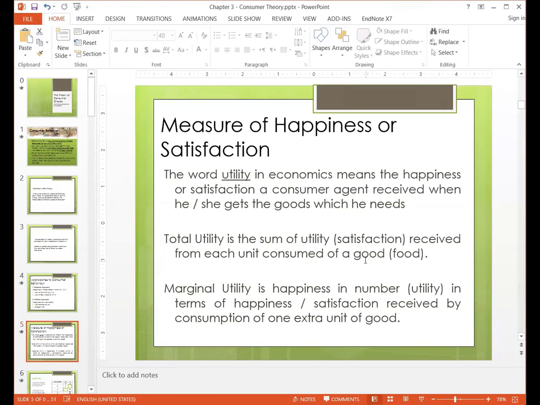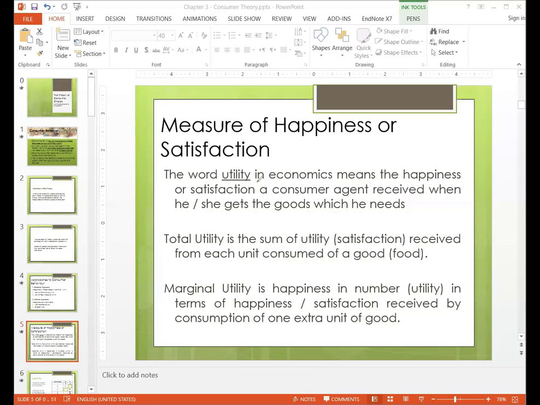Okay, so the next point that we are discussing is how to measure happiness. So we are starting with the topic of cardinal utility. So the topic that we are discussing is the measure of happiness. Okay, so how to measure happiness. So in cardinal we have to measure. So now we are discussing how we can measure.